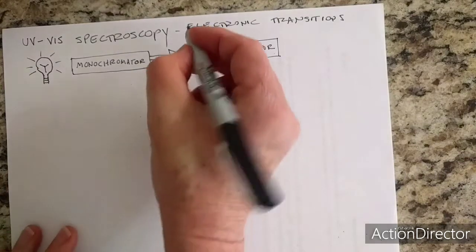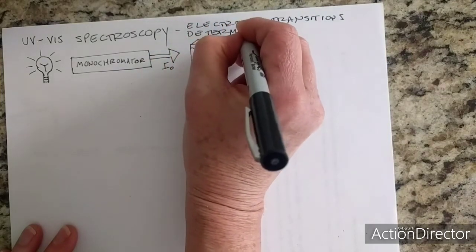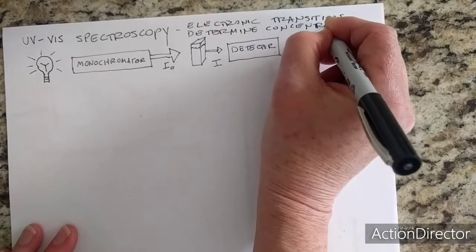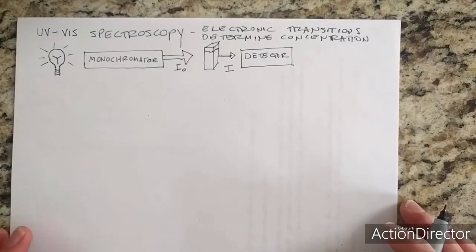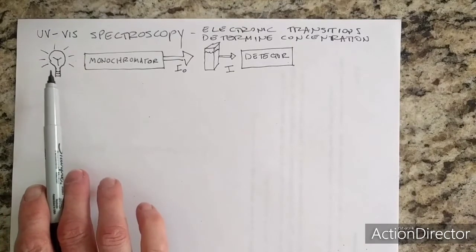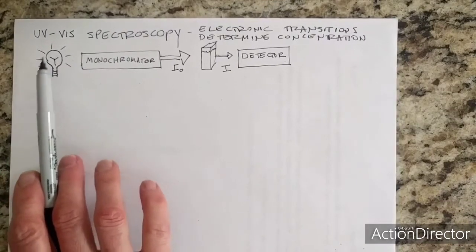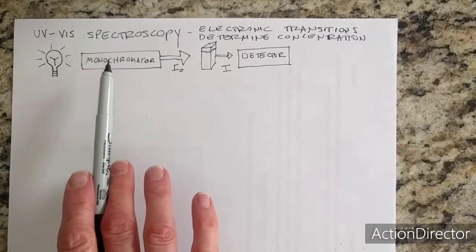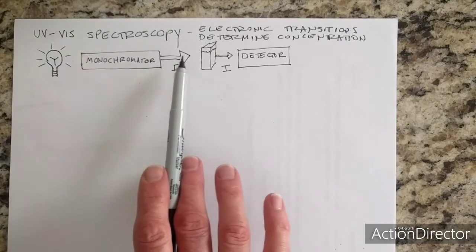And we can use UV-Vis to determine the concentration of a solution, usually a solution that has a color. All right, so with UV-Vis spectroscopy, here's a schematic of what happens. So we have a light bulb. It's giving off all different wavelengths of light. It goes through a monochromator that isolates a particular wavelength. So only that wavelength comes out.